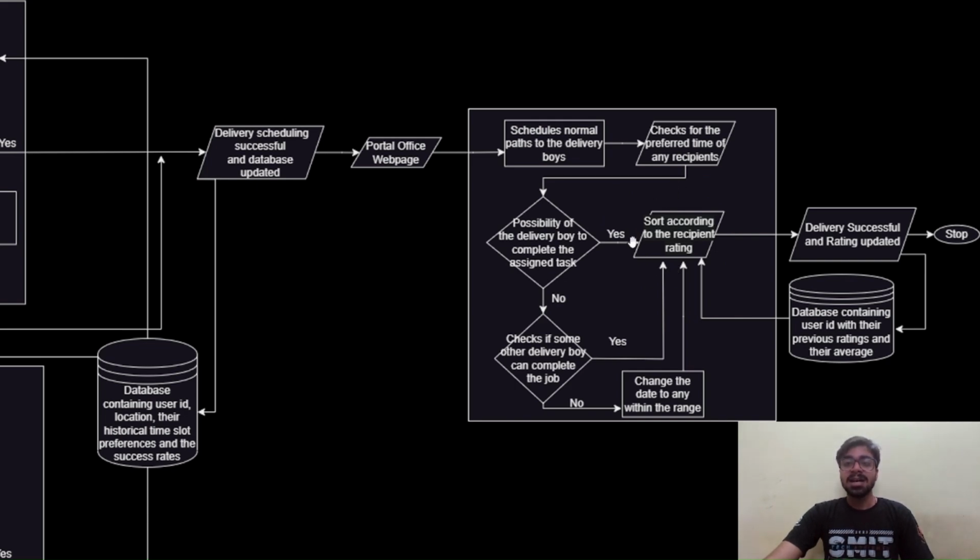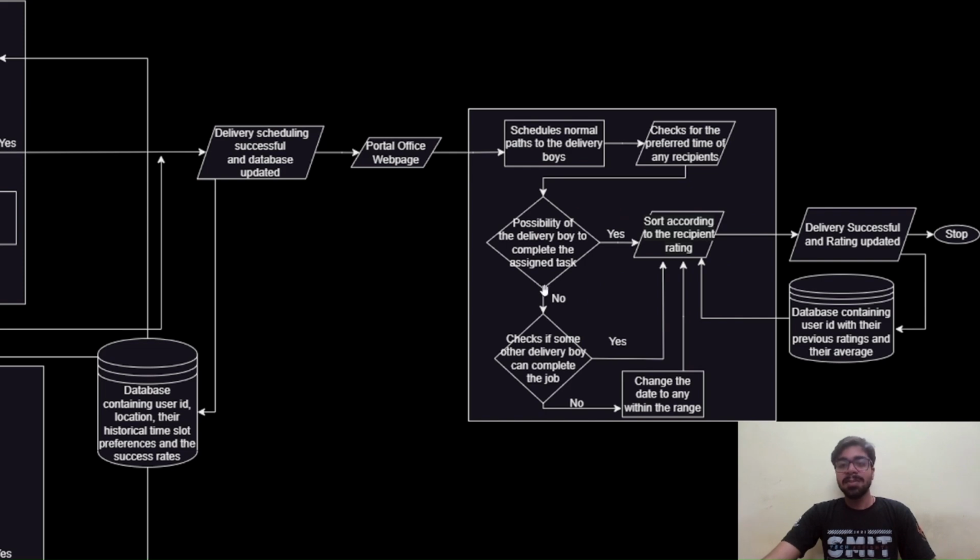The paths are sorted according to the recipient rating. That is, the highest rater is given a little bit less preference compared to the person who has given a low rating, so that their rating increases and also it works for the betterment of Indian Post.